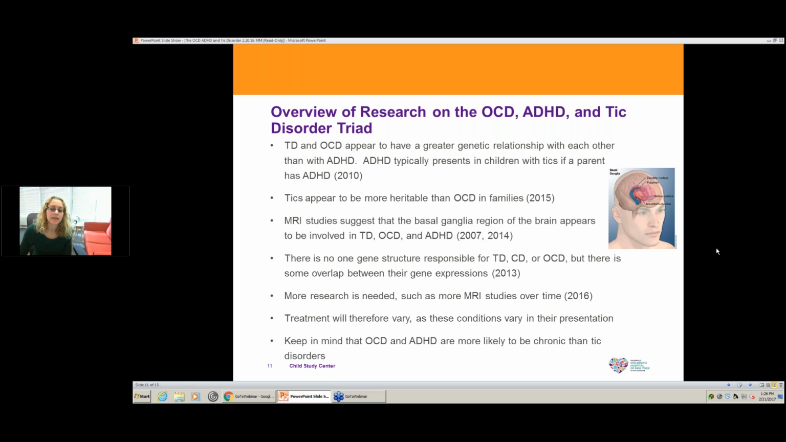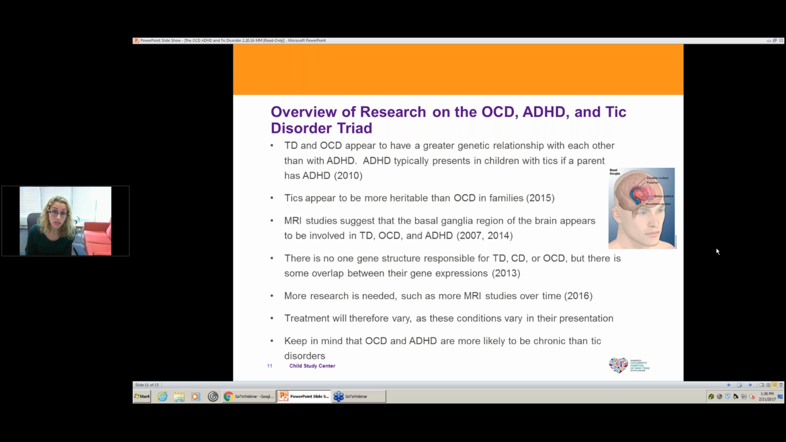So based on this, of course more research is needed. There's always that need. But what we do know, and you can see from the case I presented, is that treatment will vary as these conditions vary in their presentation. And so we need to look at the individual in how we treat them while still using treatments that are evidence-based and found effective for these conditions in research.